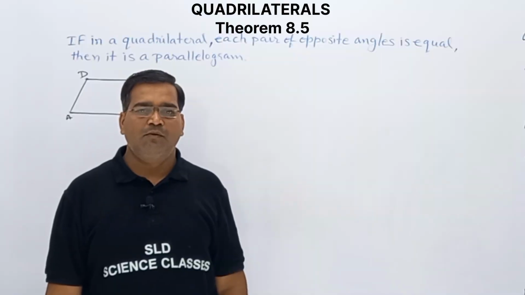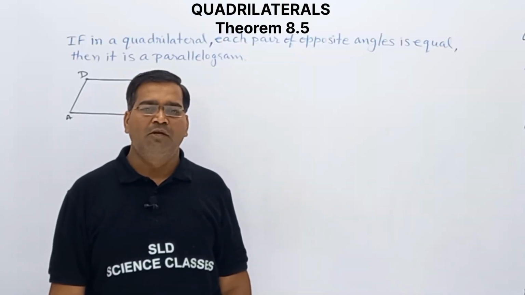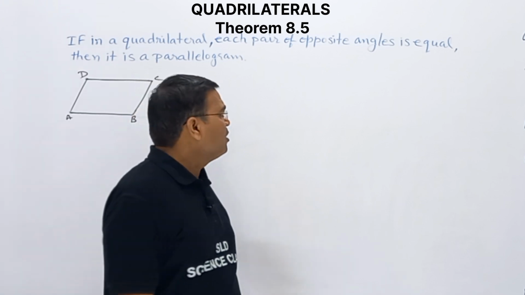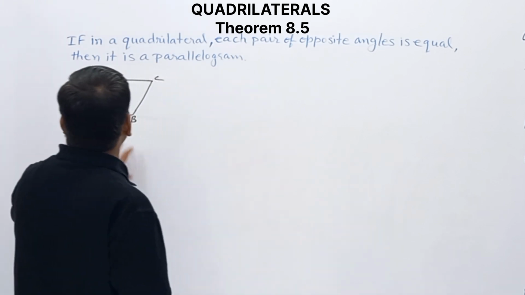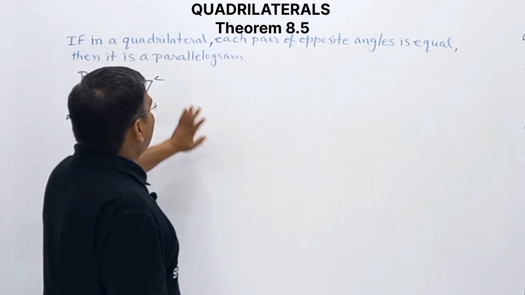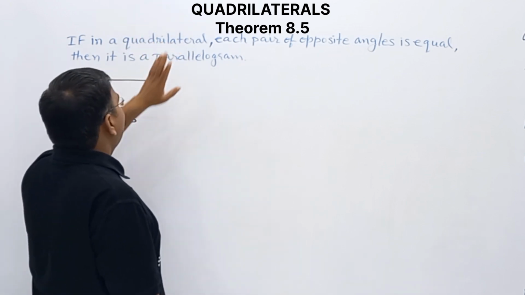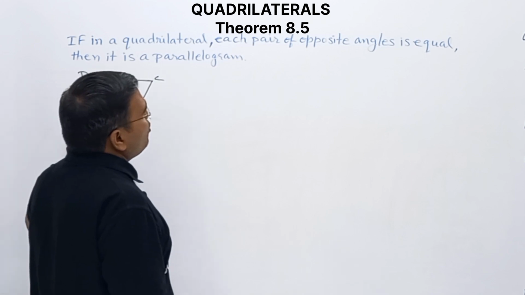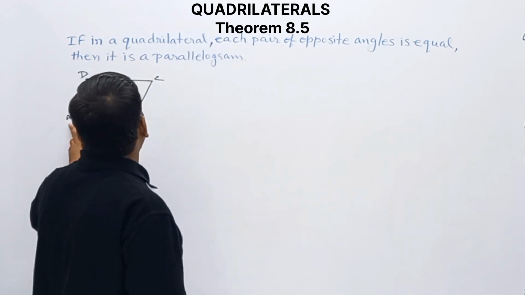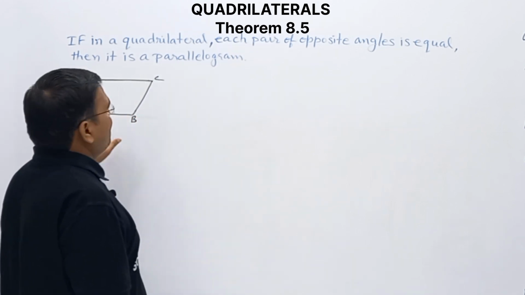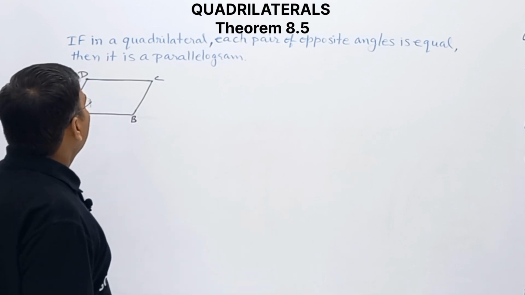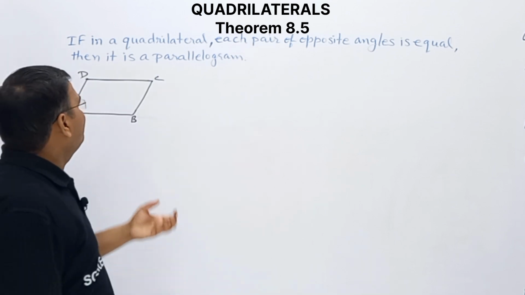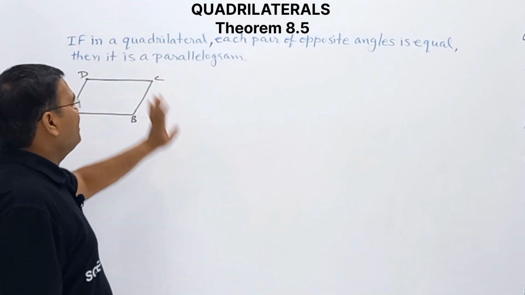In this class, we are going to discuss Theorem 8.5, Chapter 8, Quadrilaterals. Observe this theorem. If in a quadrilateral having four sides, each pair of opposite angles is equal, then it is a parallelogram. So, what things do we have in this theorem? We have one quadrilateral.